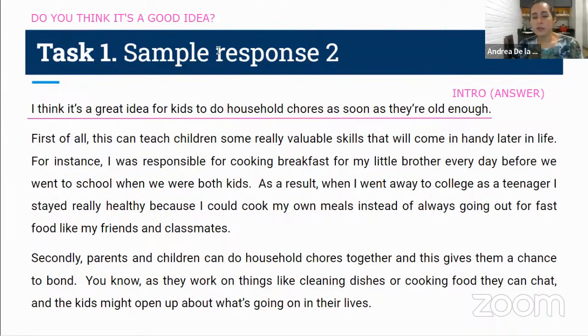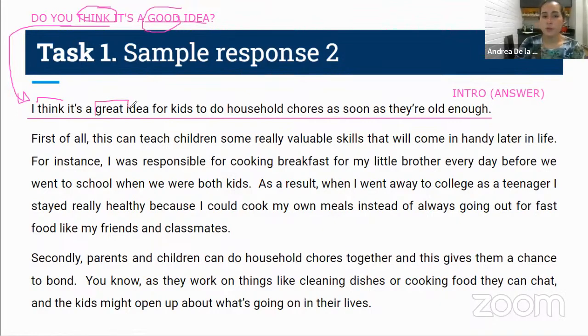So to answer this question, the most direct way in which you could answer it is by saying I think, because it's the same verb, right? Do you think? I think. Do you think? Yes, I think. It's the same verb, so it's very direct in that way. Second thing, do you think it's a good idea? And he's saying, I think it's a great idea. So not only is he saying a good idea, but he's even making it stronger.